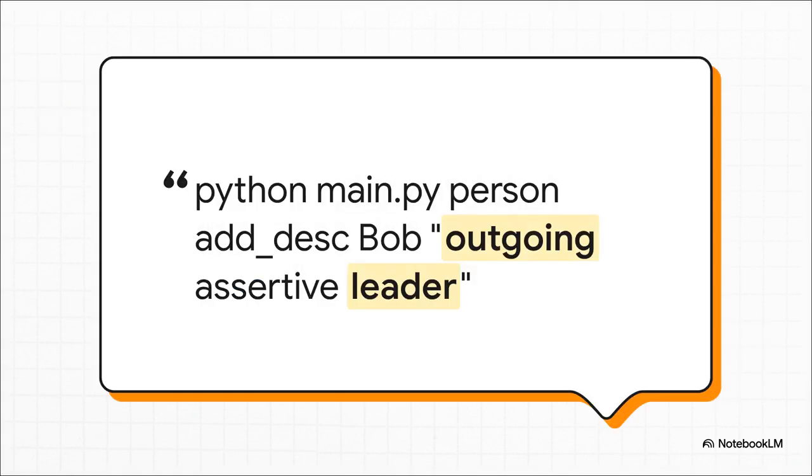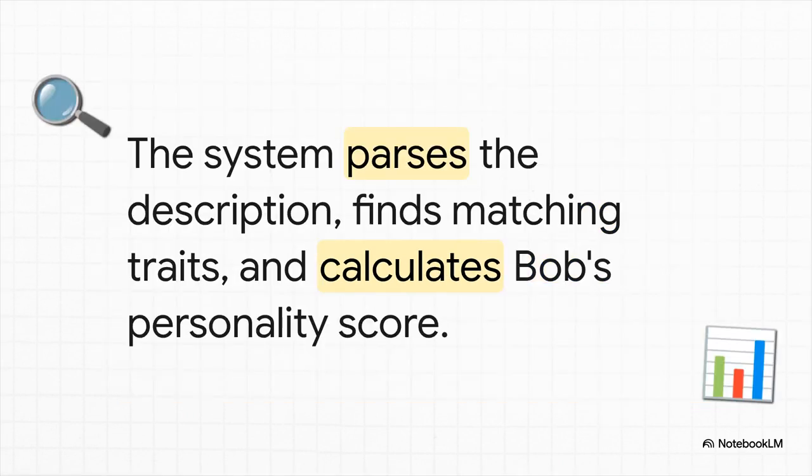So this is literally what you type into your terminal. No fancy interface, just clean, direct commands. First, you create the profile for Bob. Then you add a description using just a few choice words: outgoing, assertive leader. Now behind the curtain, the application grabs that string of text, splits it into individual words, and for each word, it looks up the corresponding trait in its database. Then it uses those scores to calculate one final overall personality profile for Bob. Let's see how that last part works.